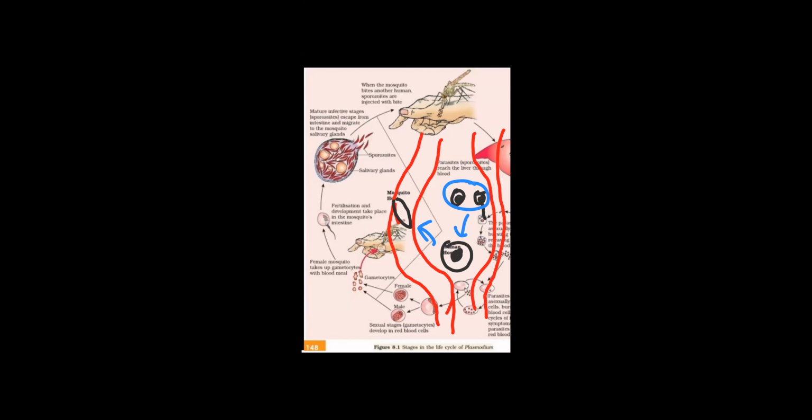These were the gametocytes. This is the zygote. From the zygote, this is the stage called ookinete. Ookinete stage enters into the wall. Many ookinetes enter inside the wall of the alimentary canal, and there they make a cyst around them. This cyst is called oocyst. So many oocysts are seen inside the wall of the alimentary canal.